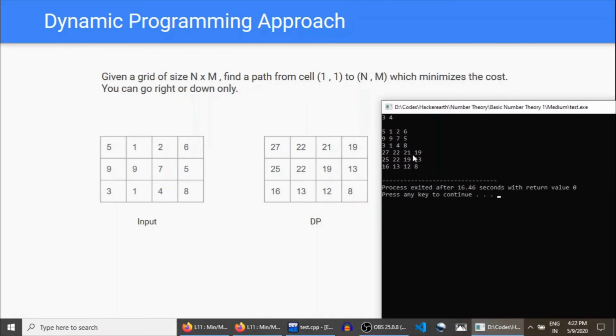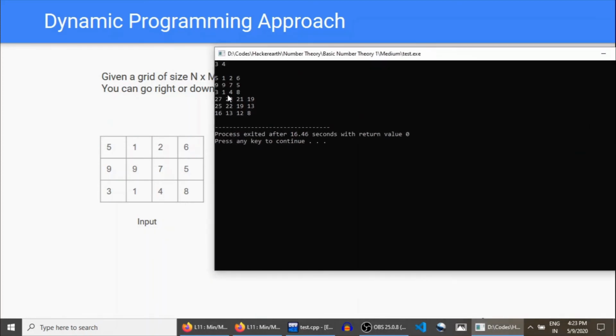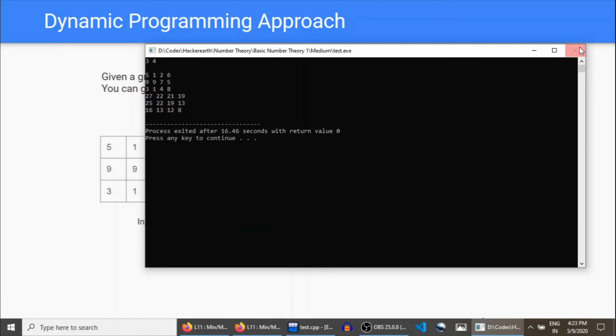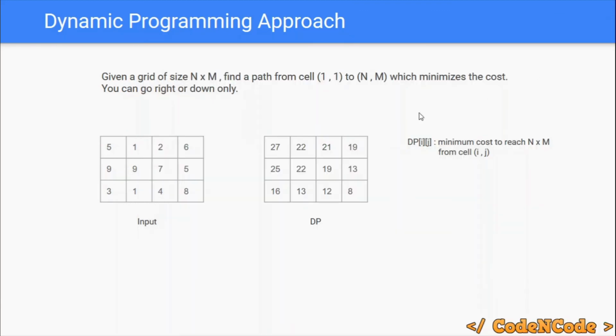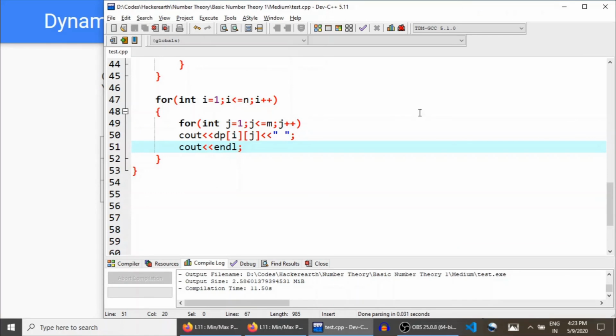27 22 21 19, as you can see, is the first row. 25 22 19 and 13 is the second row, and 16 13 12 and 8 is the third row. The answer is of course dp of 1 1. So the cost to reach n m from 1 1 is 27. That is what you can print. So this is how you solve these kinds of path query minimization or maximization problems. I hope you have got the idea how you would solve the maximization problem. That is literally too easy.